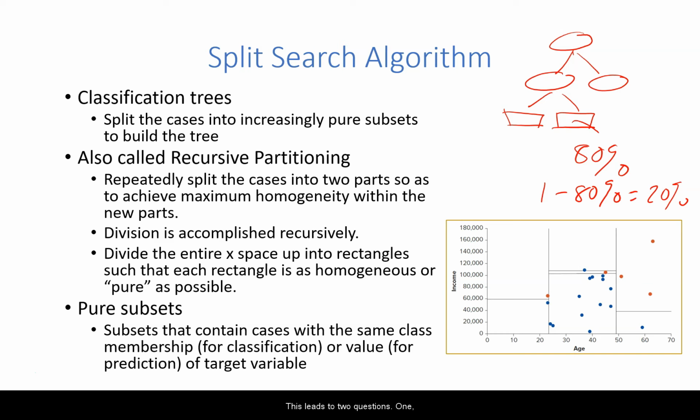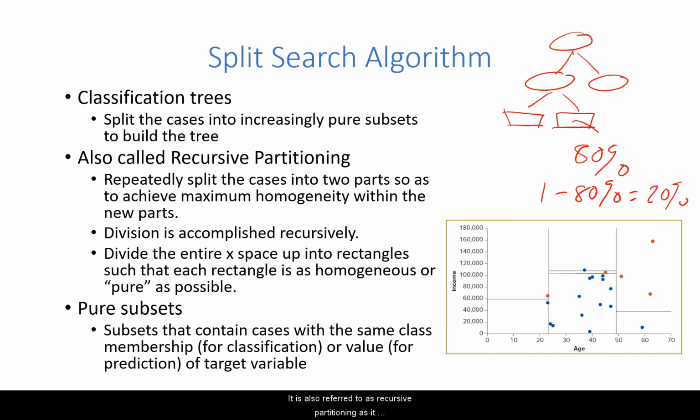This leads to two questions. 1. How do we define pure subsets? And 2. How do we split the cases to achieve pure subsets? Well, the answers to these two questions all lie in a computerized algorithm called the split search algorithm. Split search is at the heart of decision trees technique.